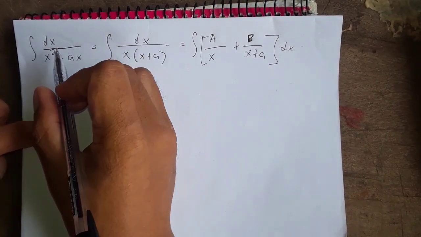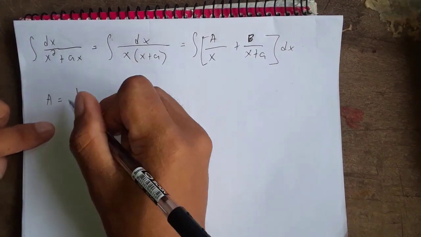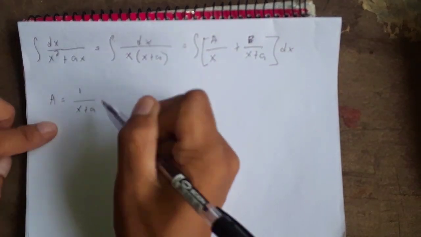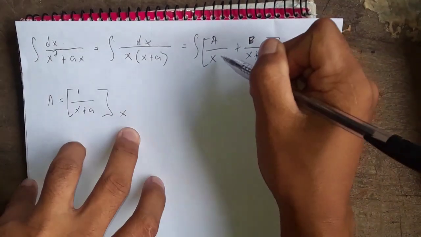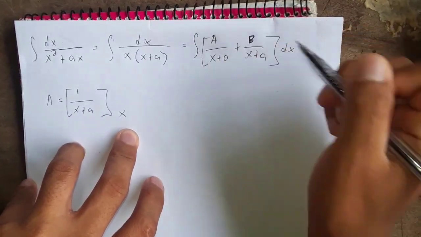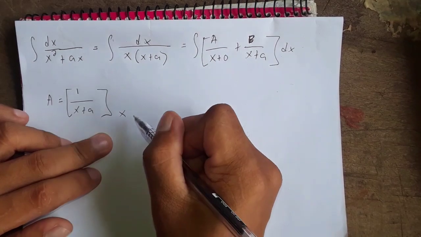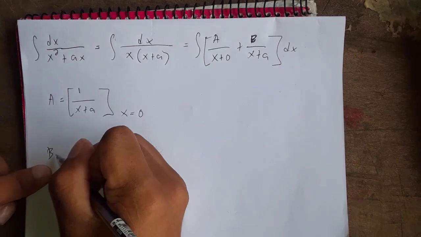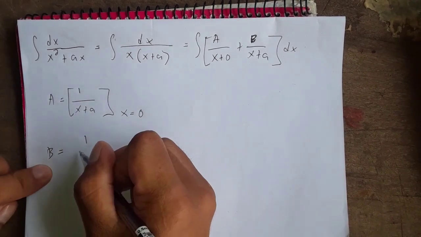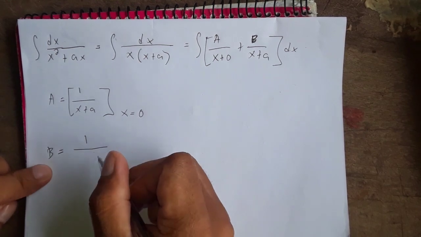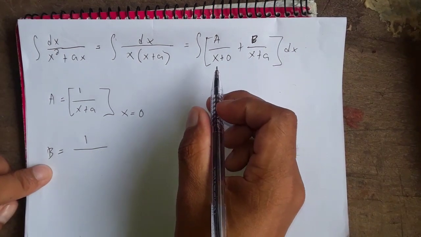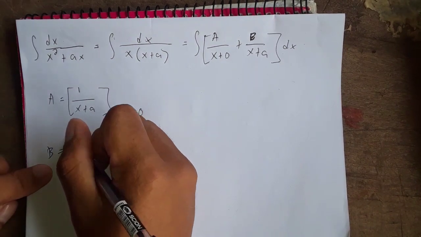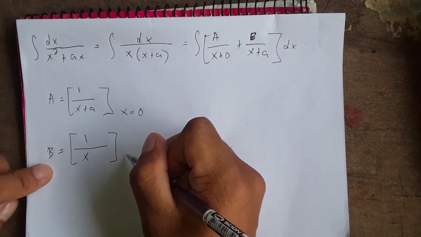So it is equal to the numerator, which has a function of 1, over the denominator of the other term, which is x plus a. And we let our x here, because as you can see, this is also equal to x plus 0. So therefore, we let our x be 0. And to find B, we have also 1, which is the function of the numerator, over the denominator of the other term, which is x.